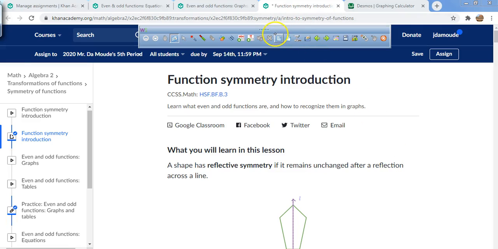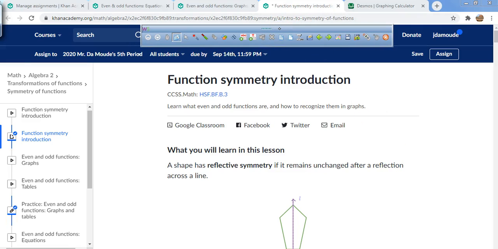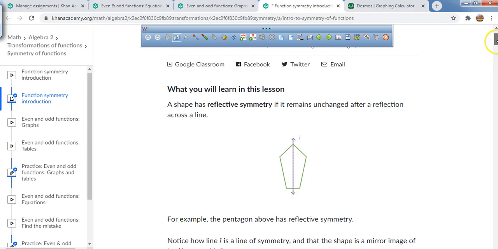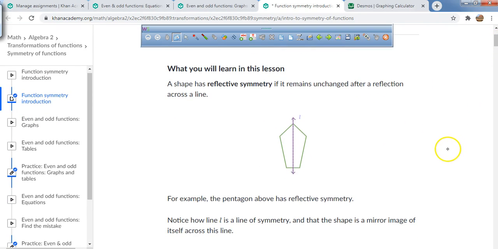Alright, in this video, everybody, what we're going to be talking about is function symmetry and how that's going to work. Alright, so when you think of symmetry, hopefully you know what symmetry is, where things are perfectly reflected across a line. So this would be reflected across a y-axis going up and down.